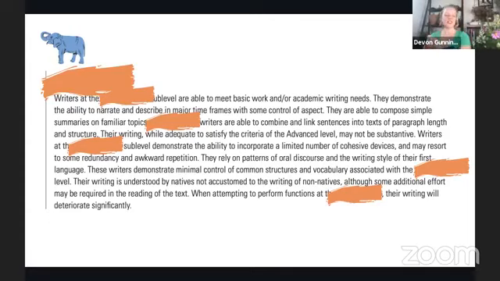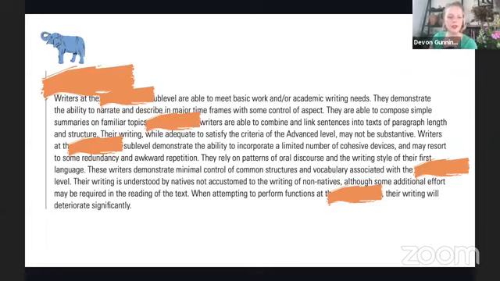All right, so let's do this together. Writers at the blankety blank sub-level are able to meet basic work and/or academic writing needs. They demonstrate the ability to narrate and describe in major timeframes with some control of aspect. I honestly don't really know what aspect means, but we're just going to roll with it. If you know what it means, put it in the comments because I don't. They are able to compose simple summaries on familiar topics.